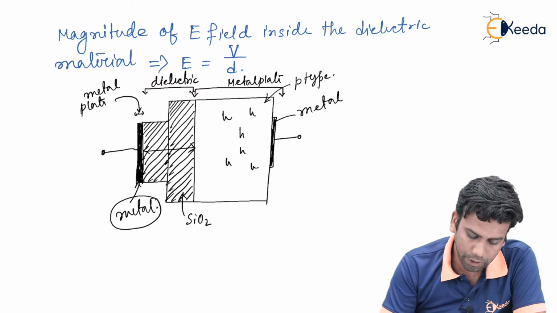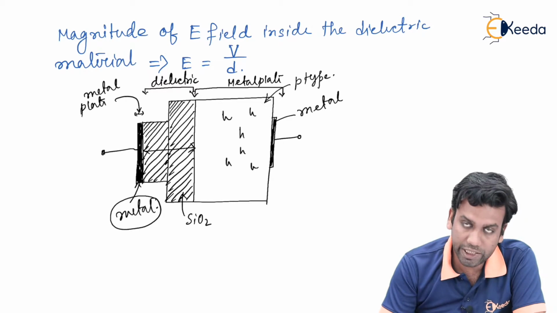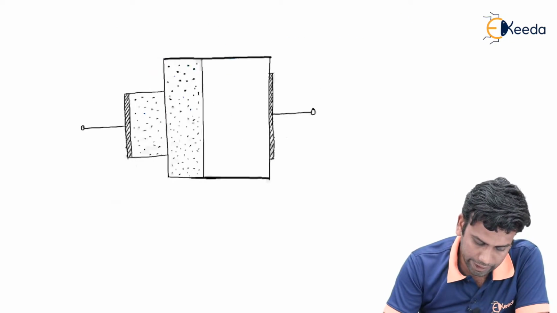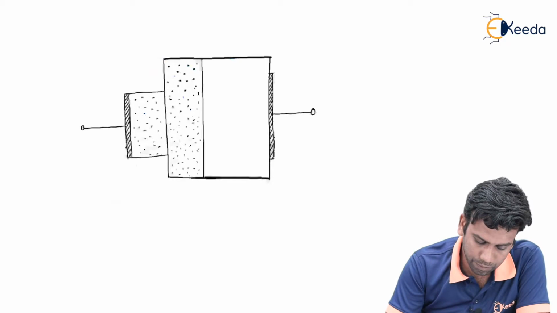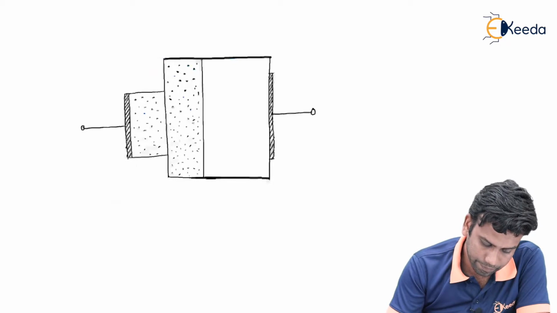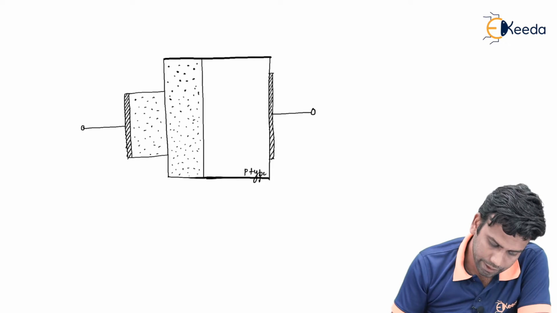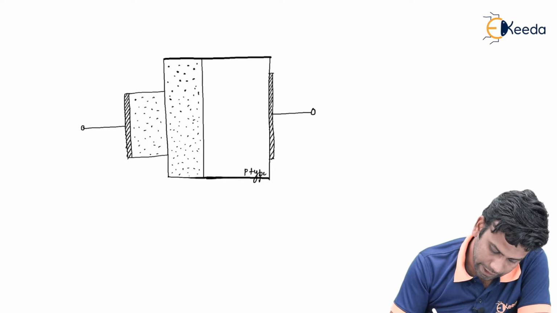So let us take a block diagram of a p-type substrate MOS capacitor. This is the block diagram of a p-type substrate MOS capacitor, where this is the p-type substrate, and this is the metal.